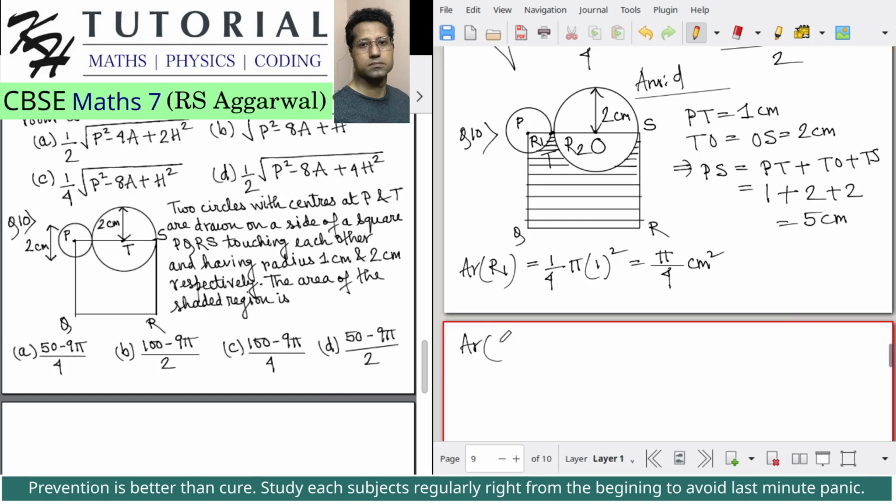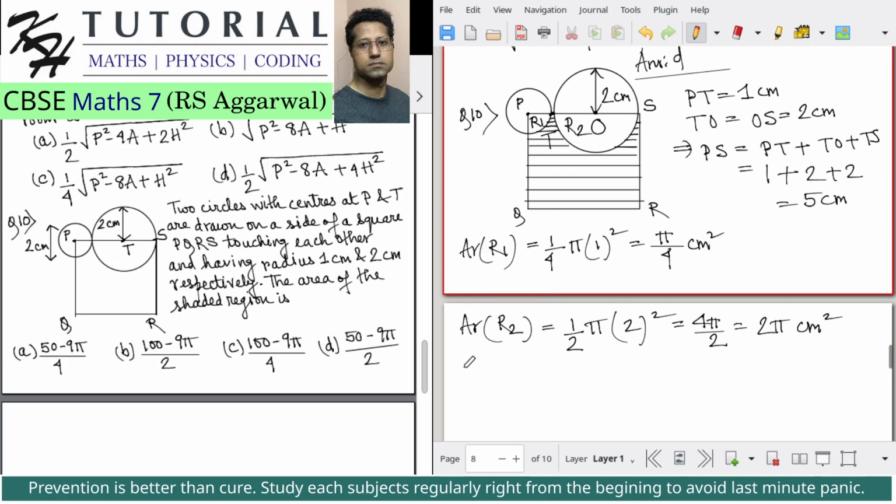Now what is the area of the region R2? R2 is a semicircle having radius 2 centimeter. That is the bigger circle, half of the bigger circle. The area of a semicircle of radius r is equal to half the area of the circle of radius r. So this will be pi 2 square by 2, which is equal to 4 pi by 2, which is equal to 2 pi centimeter square.